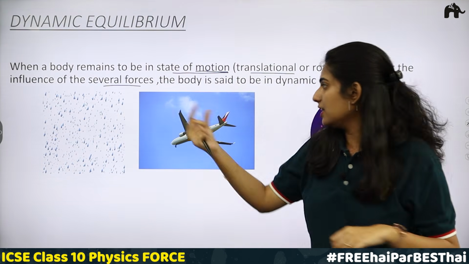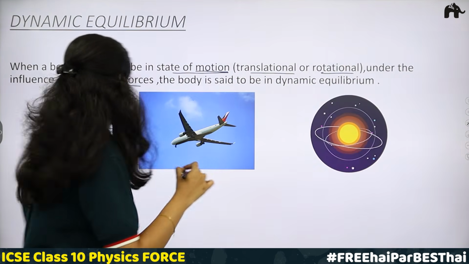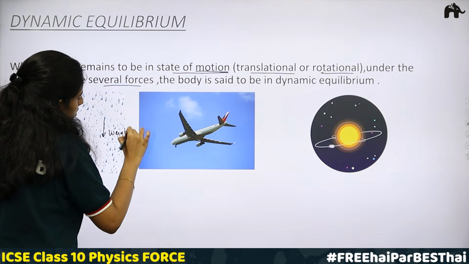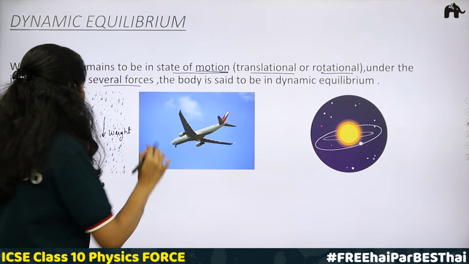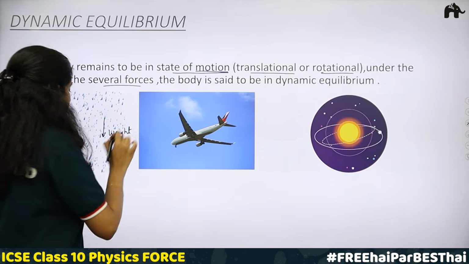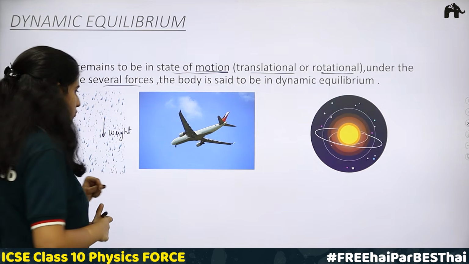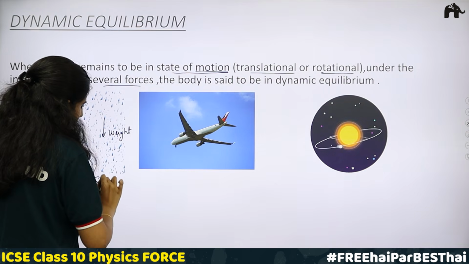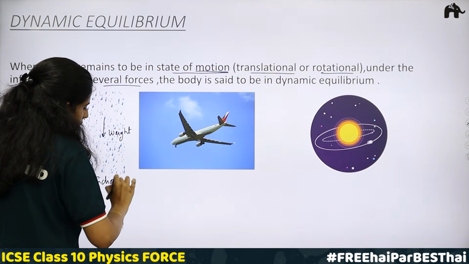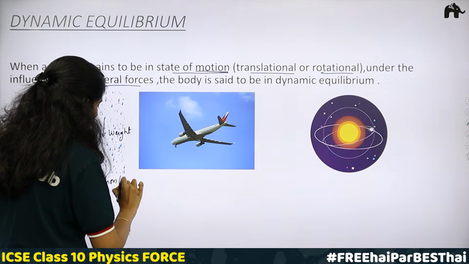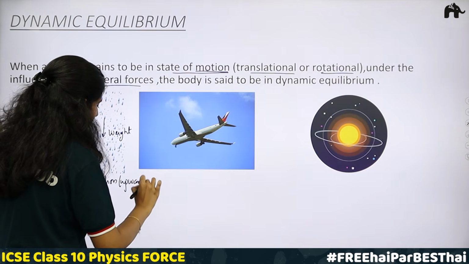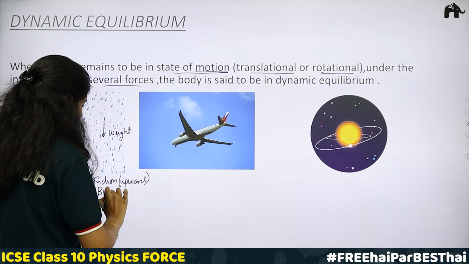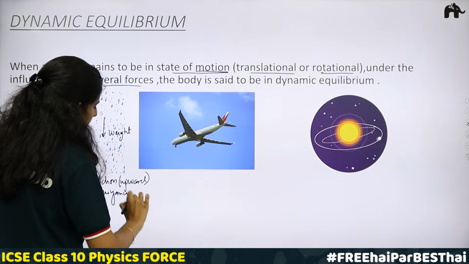But in the case of a raindrop, the weight of the raindrop is acting downwards. To balance this, there are two other upward forces. When weight acts downwards, you have the friction due to air resistance. The frictional force will be acting upward, and also the buoyant force or buoyancy. What is buoyancy?